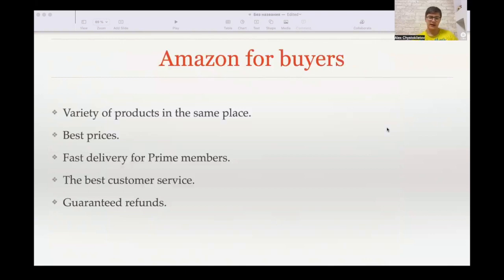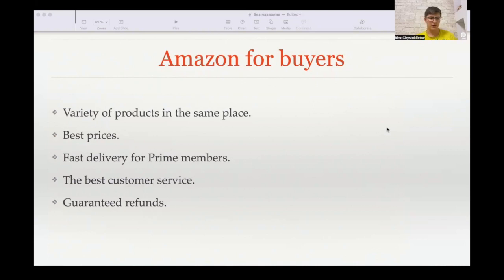I want to discuss now the benefits of Amazon for buyers and for sellers. So why do so many buyers want to buy on Amazon? First, it's a variety of products in the same place. You don't need to visit different websites. If you need electronics, you go to one place. If you need something else, you go to another place. Almost everything can be found on Amazon. And it can be found at the best prices because competition is just crazy. So people need to fight with each other, including fight with prices, which is one of the best things to make your conversion better.